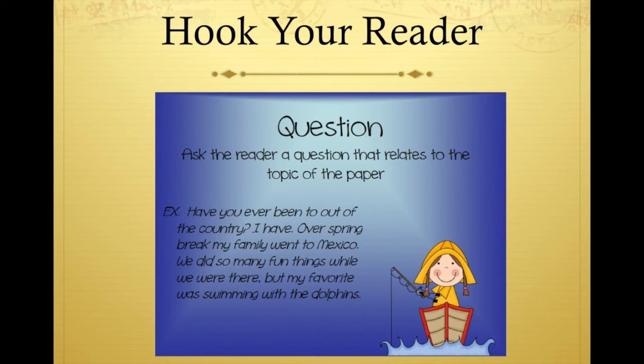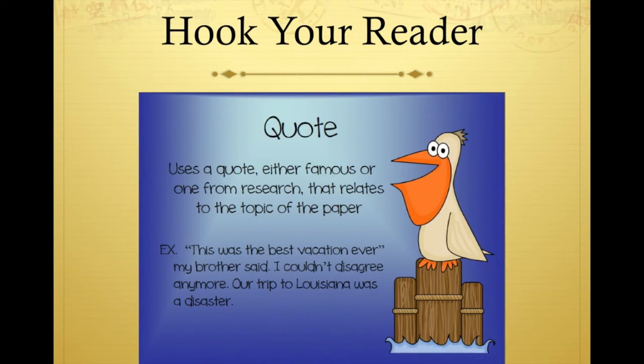The very first sentence, have you ever been out of the country, is a hook. That is how I'm hooking my reader with a question. This is probably one of the easiest hooks to use. The next hook is a quote. This one is my favorite one to use as a writer. This one allows us to use a quote, either famous or one from research that relates to the topic of the paper. Now, this example here is for a narrative, but another quote might be one from the topic that you're researching, and typically famous quotes are the best to use.